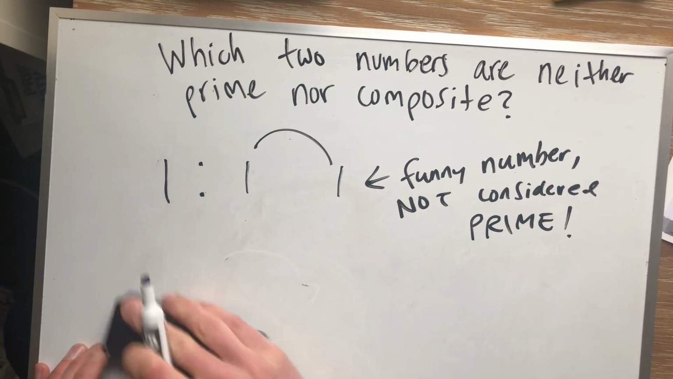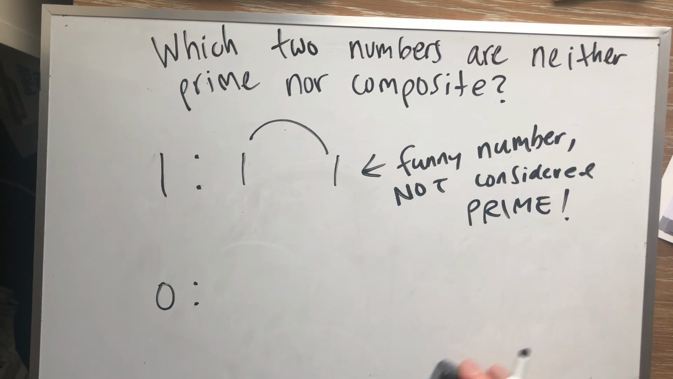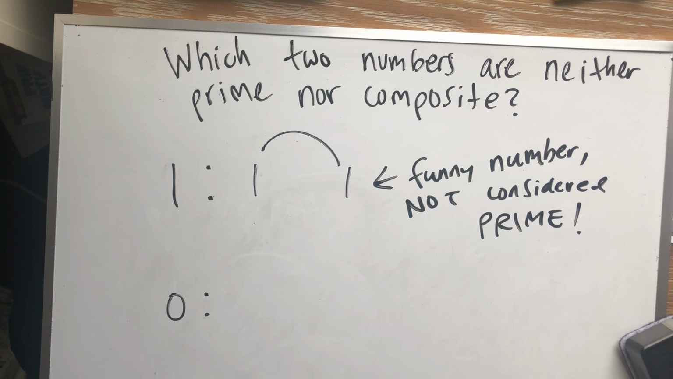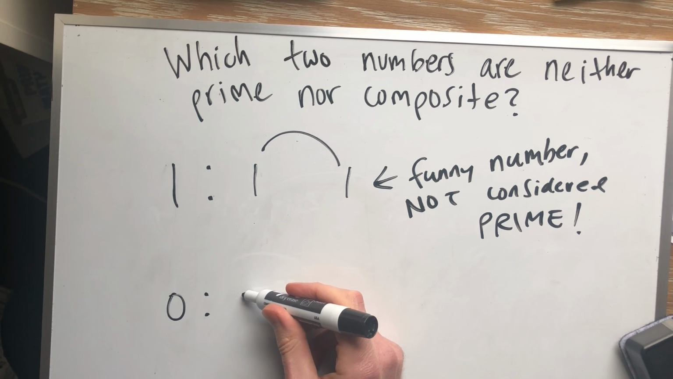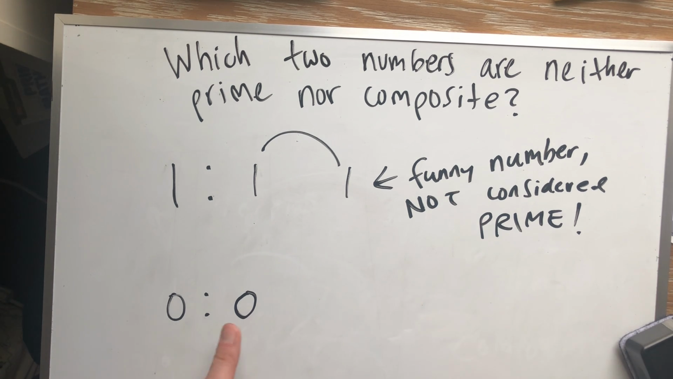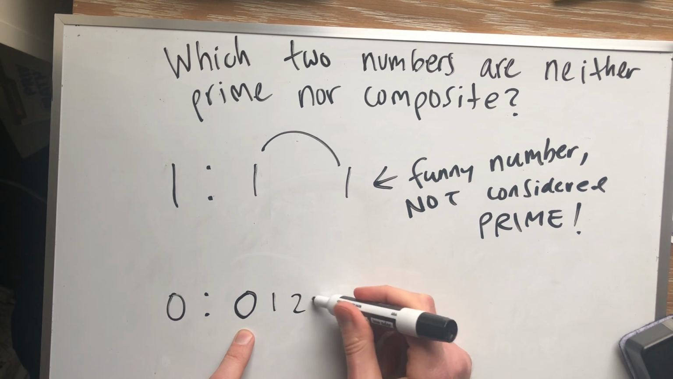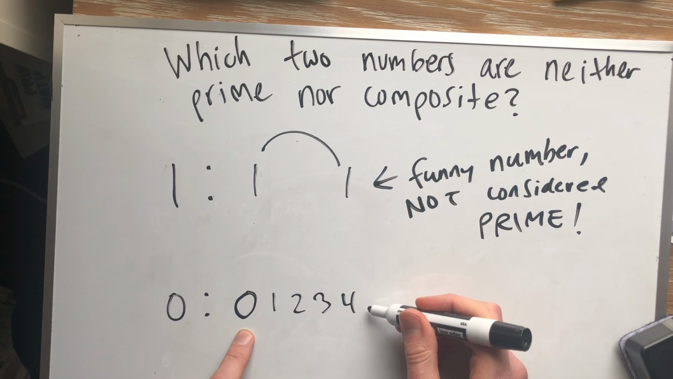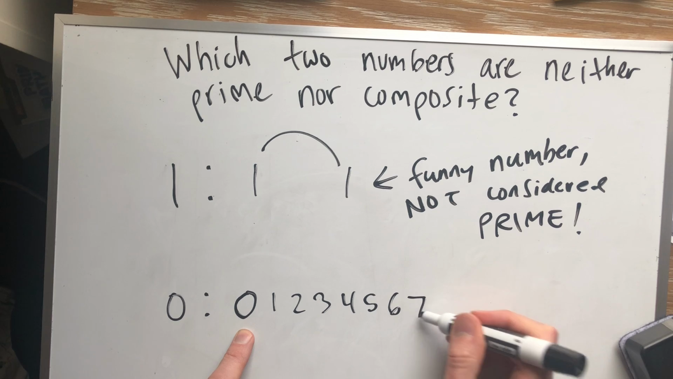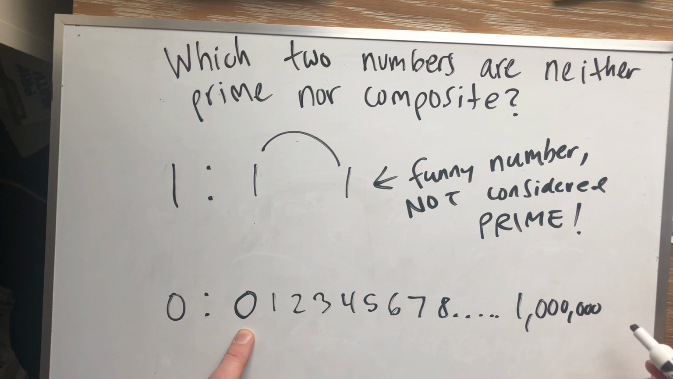And the other one is 0. Why do you think 0 would be not prime or composite? Well, think about what equals 0. 0 times 1 equals 0. 0 times 2 equals 0, 0 times 3 equals 0, 0 times 4 equals 0, 0 times 5 equals 0, 0 times 6 equals 0, 0 times 7 equals 0. You could go on. 0 times 1 million equals 0, and you could go all the way up. You can count forever. It's infinite.